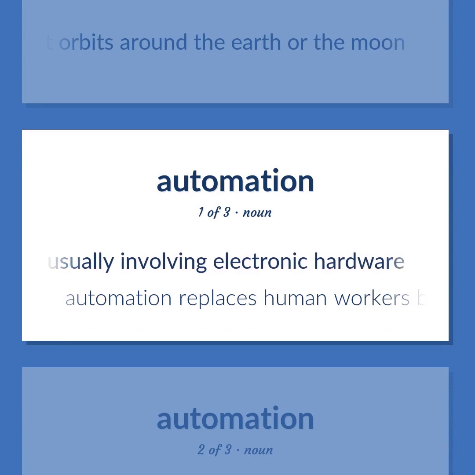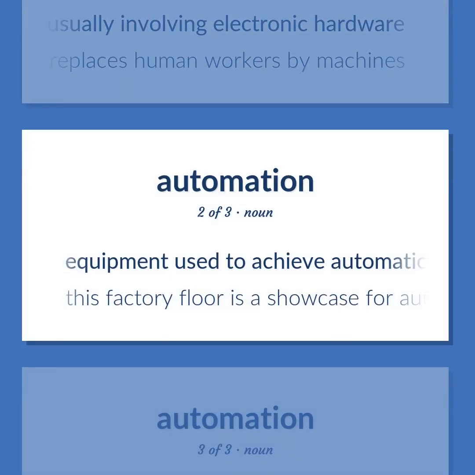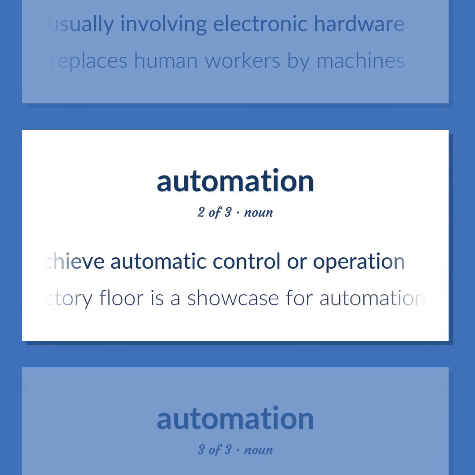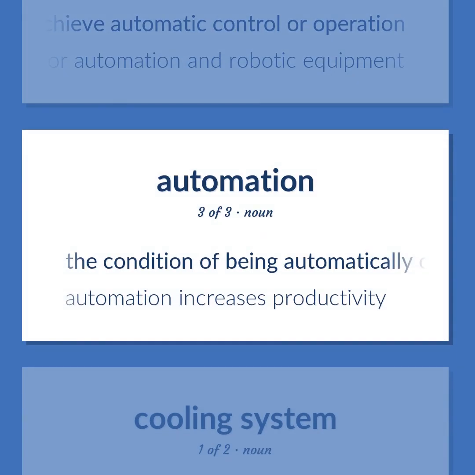Automation replaces human workers by machines. Equipment used to achieve automatic control or operation. This factory floor is a showcase for automation and robotic equipment. The condition of being automatically operated or controlled. Automation increases productivity.